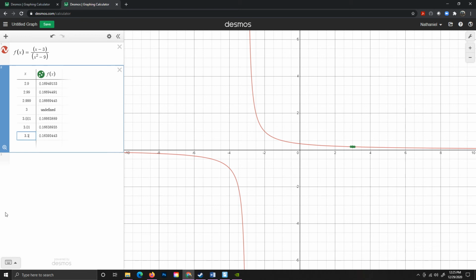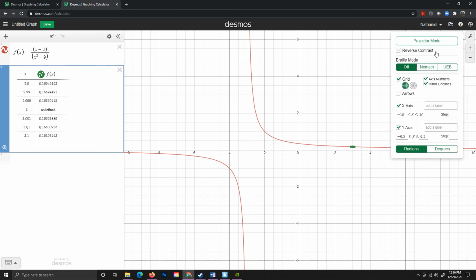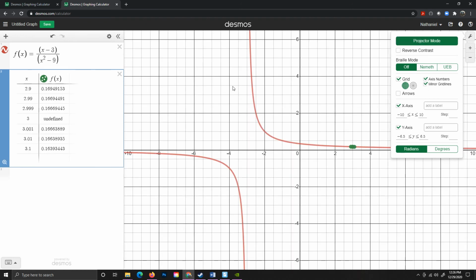And we'll round those to 3 places, and just so that you can see this a little bit better, we'll change it to projector mode. So at 2.9 we have 0.1694, which will round up to 5. At 2.99 we have 0.16694. At 2.999 we have 0.16669. At 3 we have undefined.